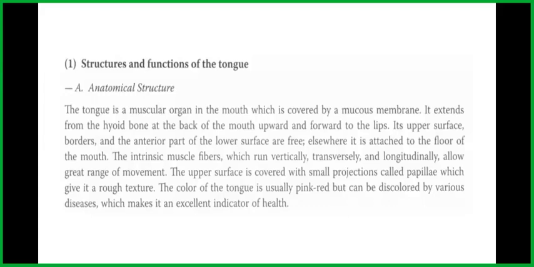The upper surface is covered with small projections called papillae, which give it a rough texture. The color of the tongue is usually pink-red, but can be discolored by various diseases, which makes it an excellent indicator of health.